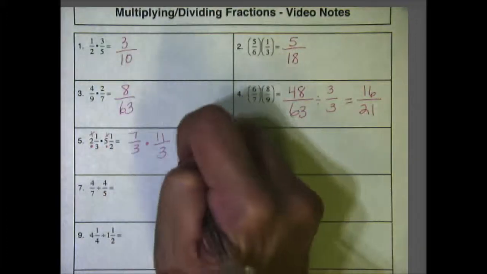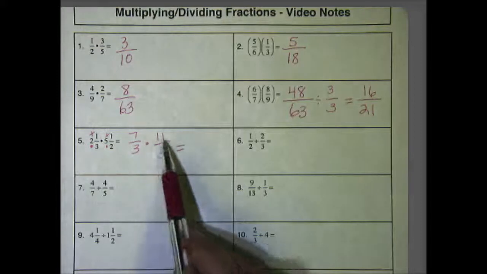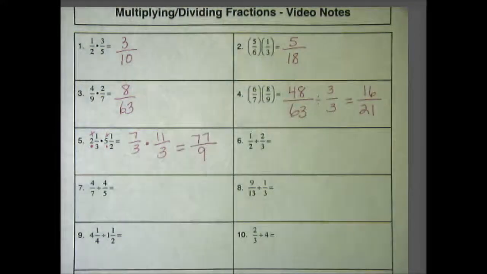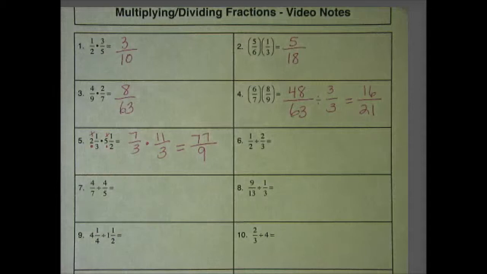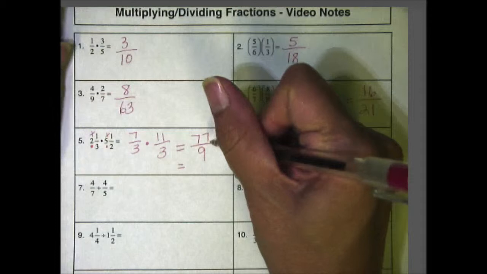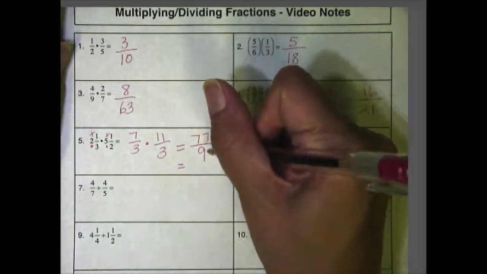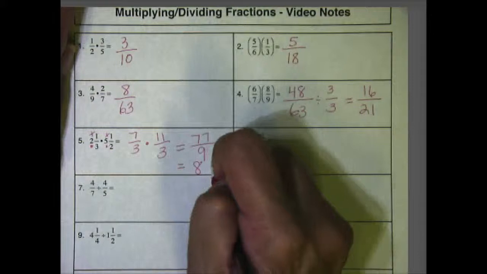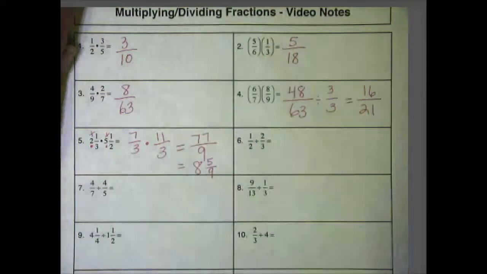So 11 over 3. 7 times 11 is 77. 3 times 3 is 9. Now we need to change it to a mixed numeral. So we know that 9 goes into 77 8 times, because 9 times 8 is 72. So we have 8. We have 5 left over, so 8 and 5/9.